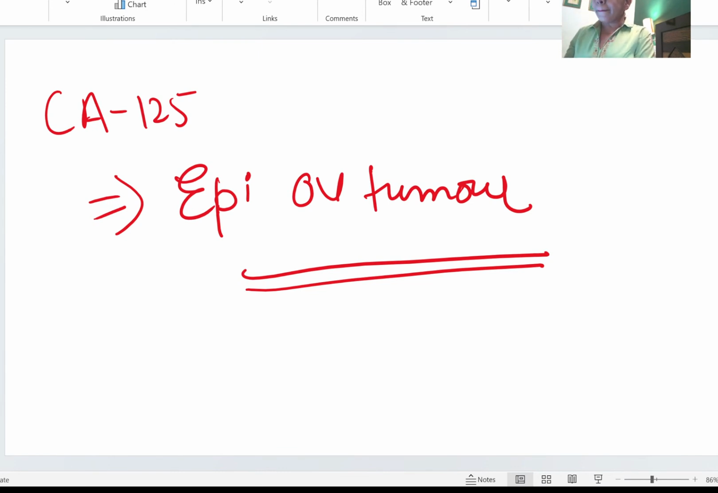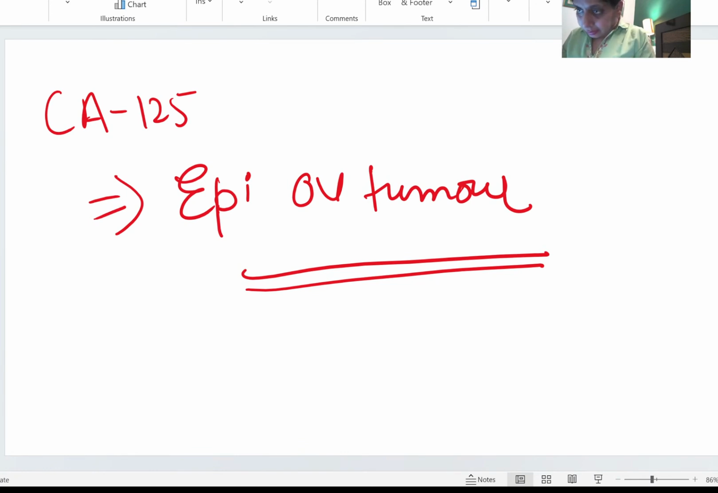Dr. Sumit, the best test is endometrial biopsy. TVS is not the best step. TVS has a very limited role.